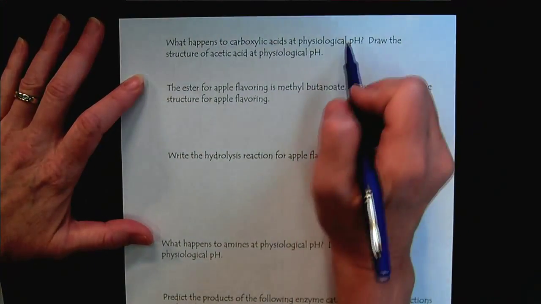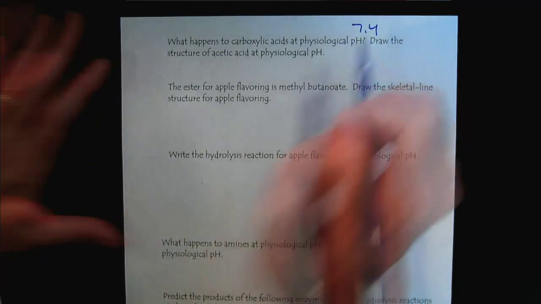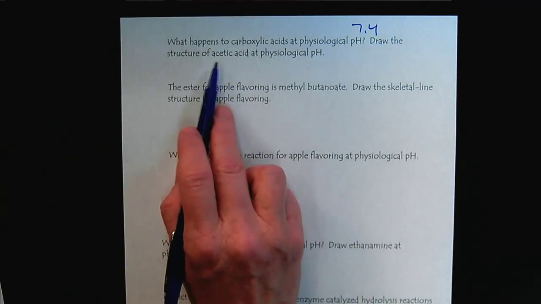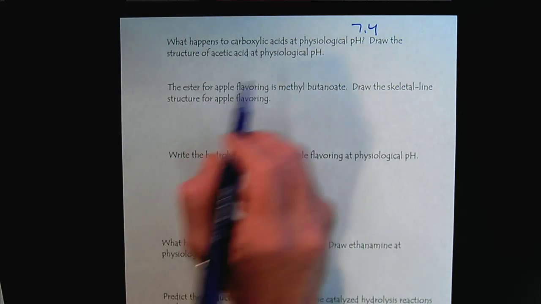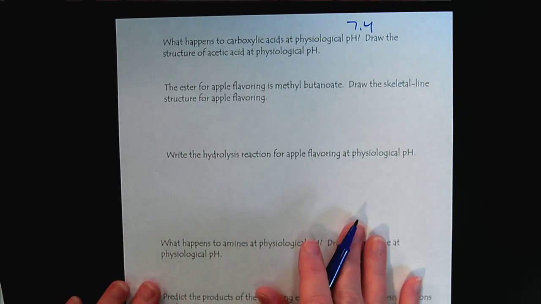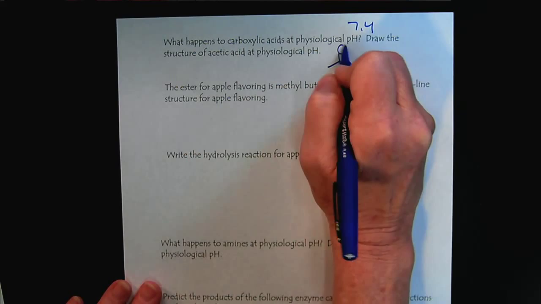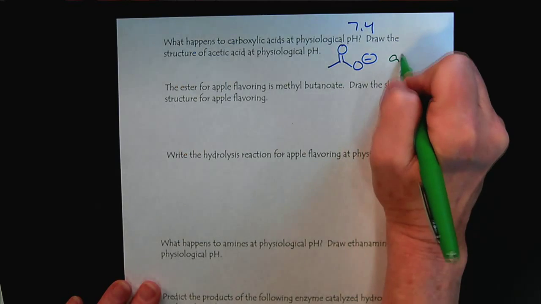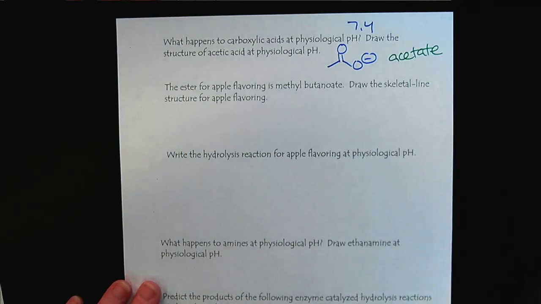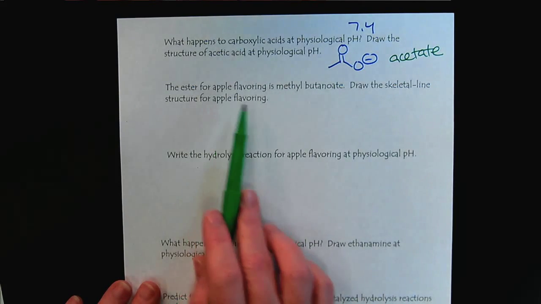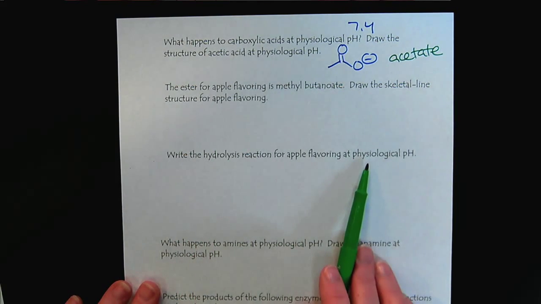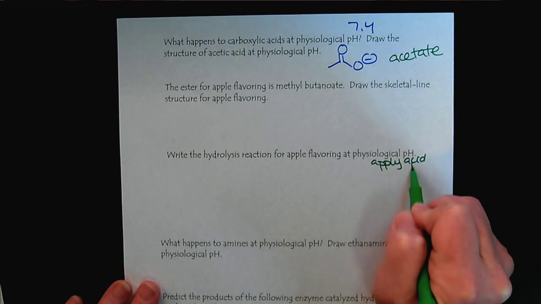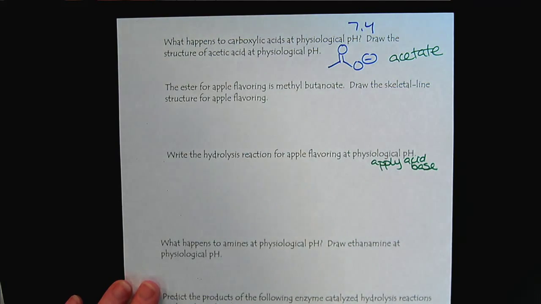So physiological pH is 7.4. If we look at, for example, acetic acid at physiological pH, what did we learn about carboxylic acids? They are going to form the carboxylate, in this case, an acetate ion. So we're going to need to layer. We're going to learn about hydrolysis, but when we're all done, we're going to apply our acid-base chemistry. All right, so let's get started.